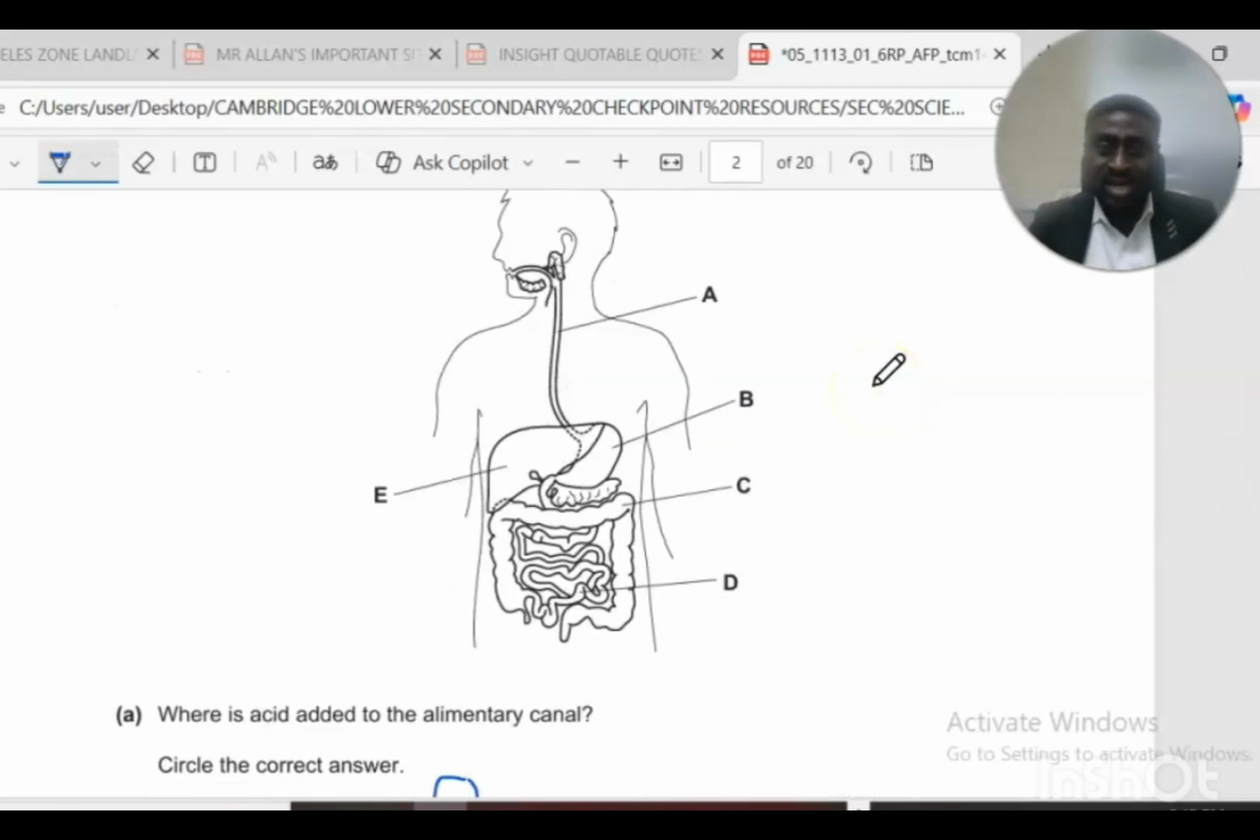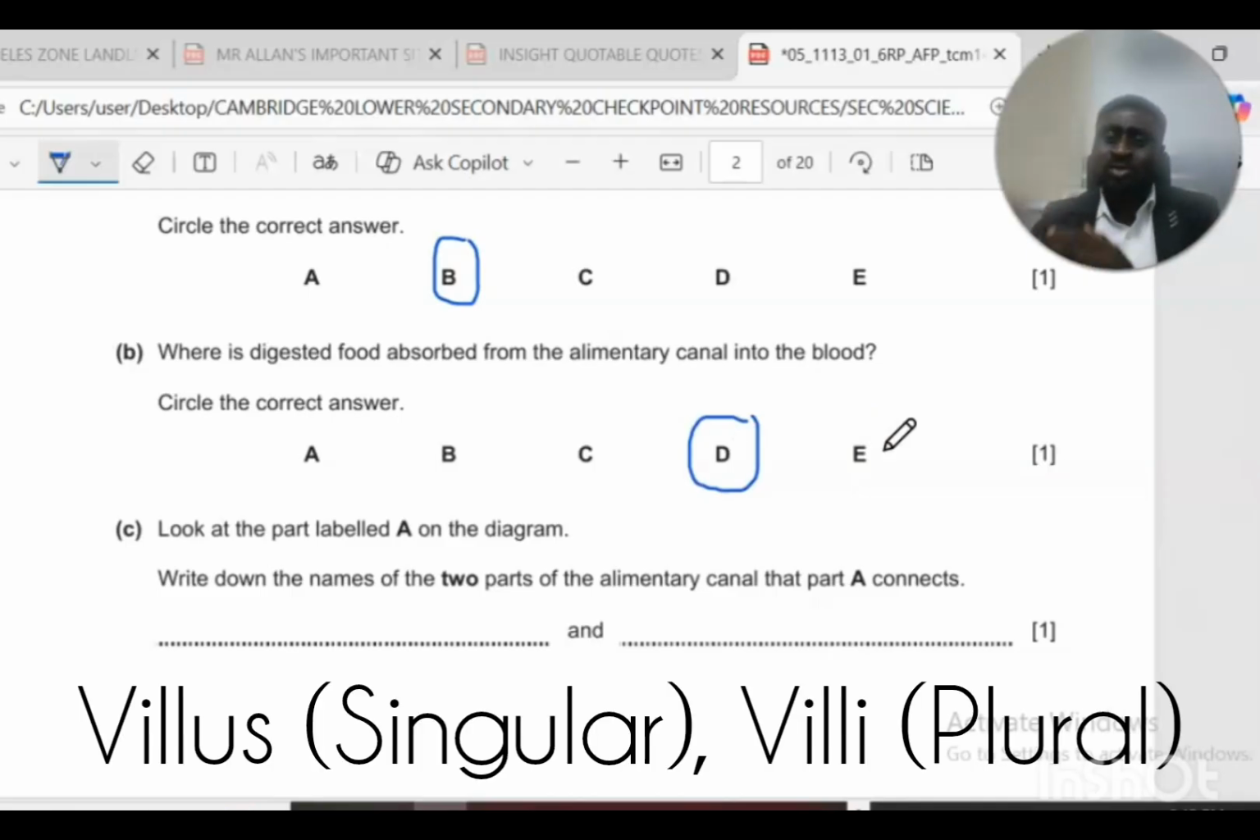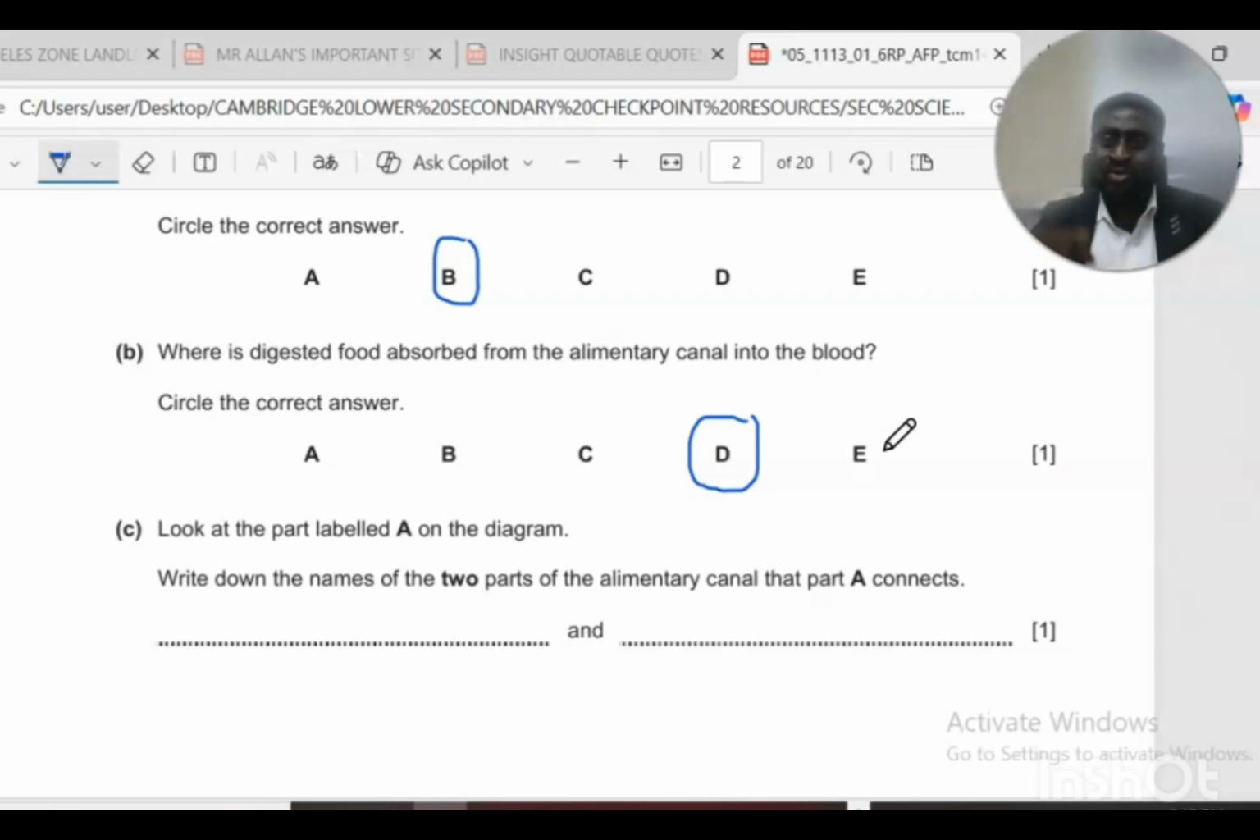Now we go back to the diagram again. Part A is the esophagus, part B is the stomach, part C is the large intestine, part D is the small intestine, and part E is the liver. So which part does that job? It is the small intestine, labeled D. So you circle answer D, which represents the small intestine. It is from there that nutrients are absorbed from the villi in the walls of the small intestine into the bloodstream for further circulation for tissue and cellular respiration, for 1 mark.